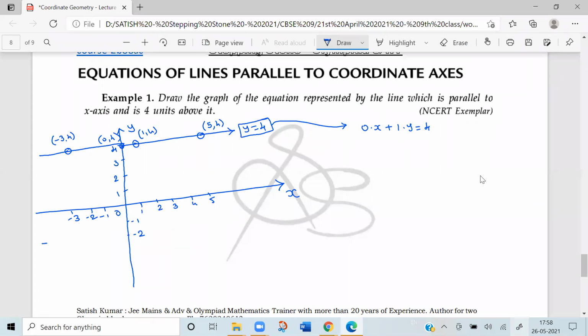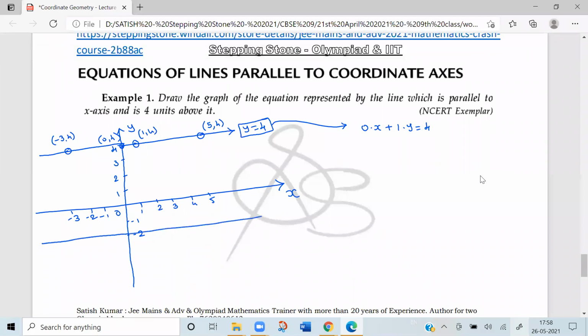Can you tell me this equation? Observe the figure. What will this equation be? So it is a line parallel to x-axis. Below how many units? 2 units. That means what will the equation of this line be? y equal to +2 or -2? -2. Good, -2. Why? Because it is below the x-axis.